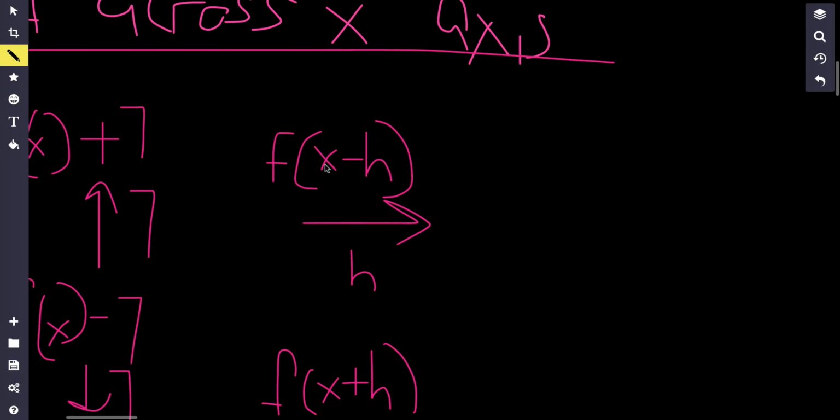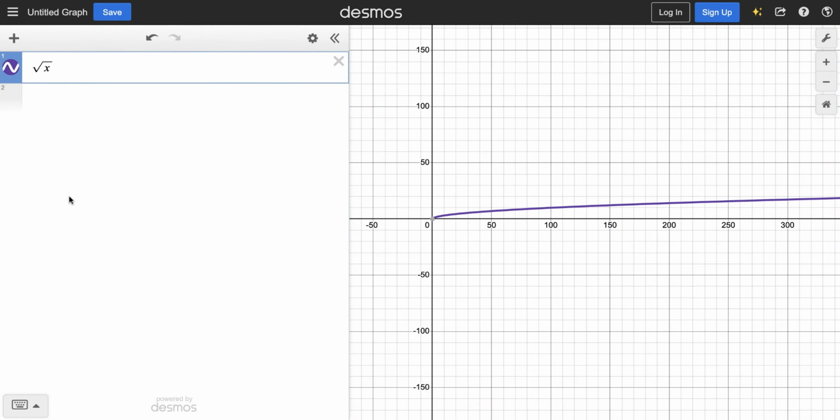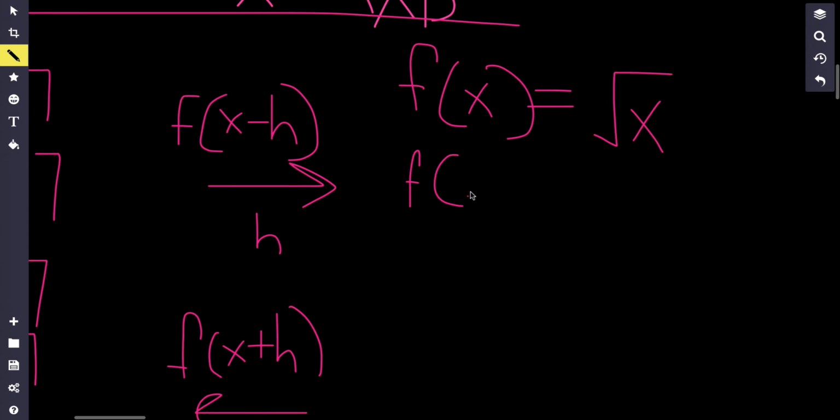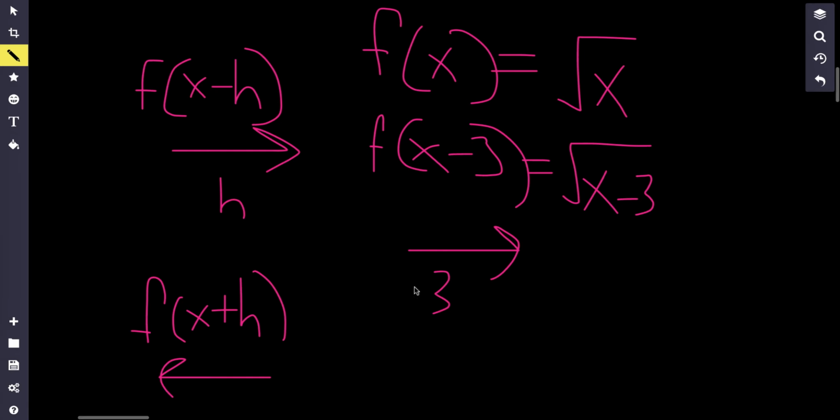If I have f of x minus h, I move it to the right by h units. So if I have, let's say, the square root of x minus 3, I move it to the right by 3 units, right? If we know, in this case, that f of x is equal to the square root of x, and let's say I have f of x minus 3, well, this is just going to be equal to the square root of x minus 3, and that means that we're going to move the function to the right by 3 units.